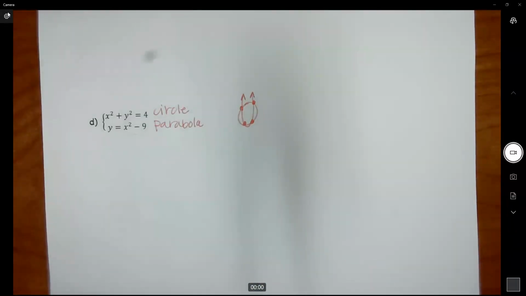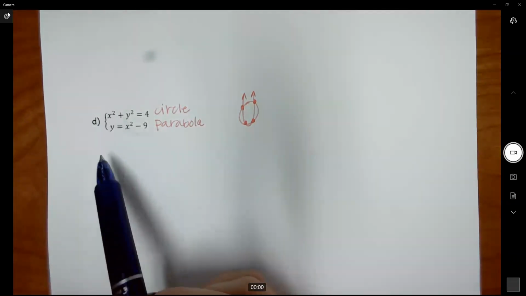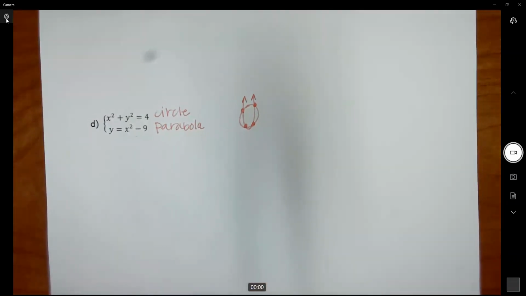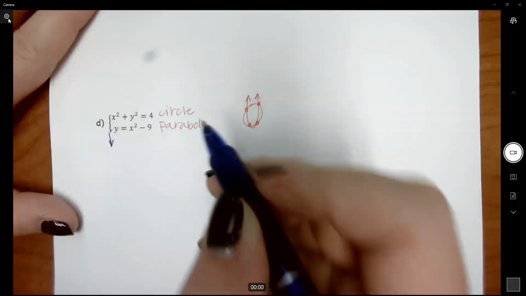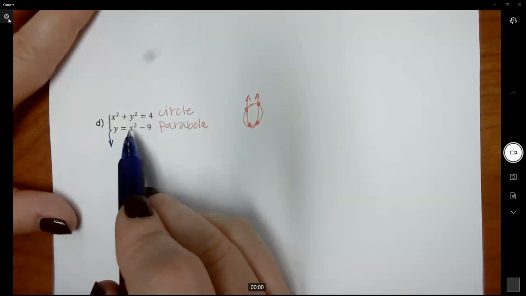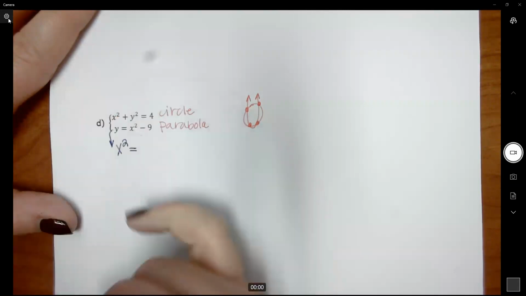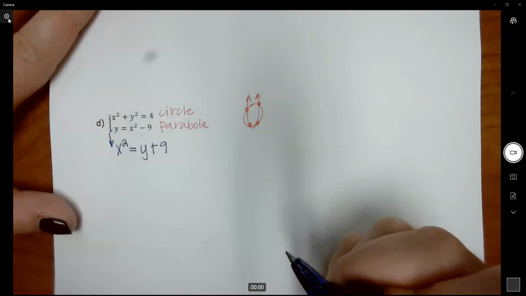Okay, but we still can use substitution. If you would like, you could subtract this x over and then it's set up for elimination because you have a positive x and a negative x. Okay, that would 100% work. But if you want to use substitution, I'm going to take this equation here and rearrange it for my x squared. So I'm going to get x squared equals, I would add that 9 over, and so we'll have y plus 9.